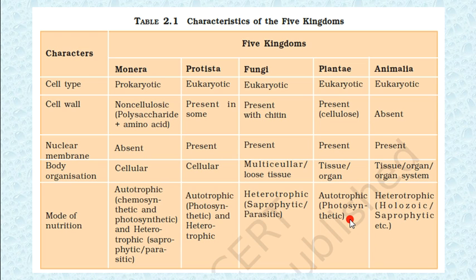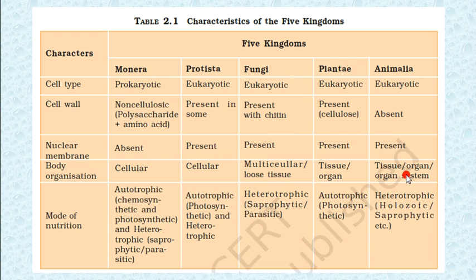This is very important for the plant. They are autotrophic, meaning photosynthetic. They make their own food, Atmanirbhar. So Plantae are autotrophic. Now Animalia. Animalia is eukaryotic, and the cell wall is absent here. This is the difference between plant cell and animal cell. Nuclear membrane is present obviously because of eukaryotic, and here the body organization is tissue, organ, and organ system.